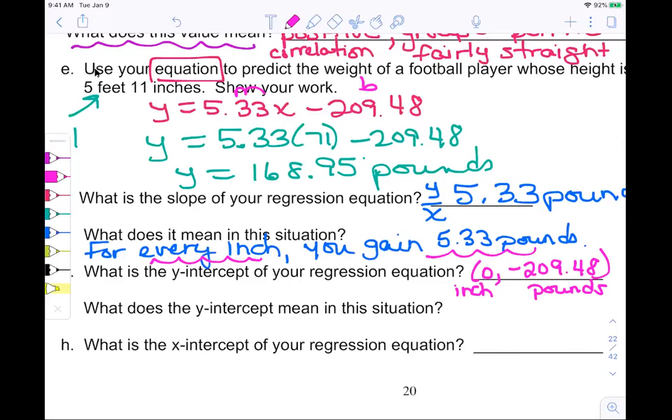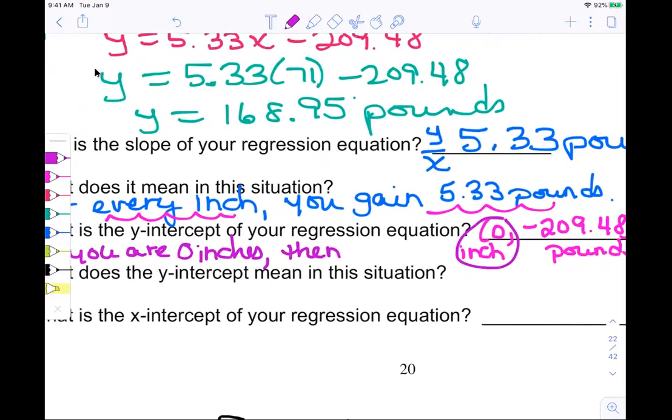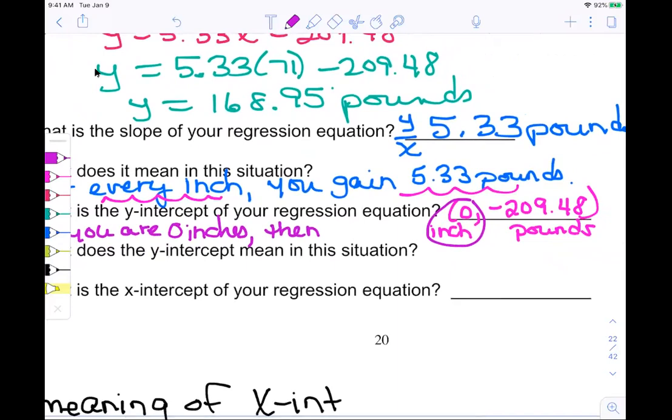Sometimes equations don't know about real life situations. In this case, it says, what does it mean? Technically, this is saying if you are 0 inches tall, because that's what the y-intercept means, it's crossing the y-axis, then you weigh negative 209.48 pounds. Well, we know that that cannot be true, but that's what the data is telling us, because the y-intercept happens to go low on the graph.